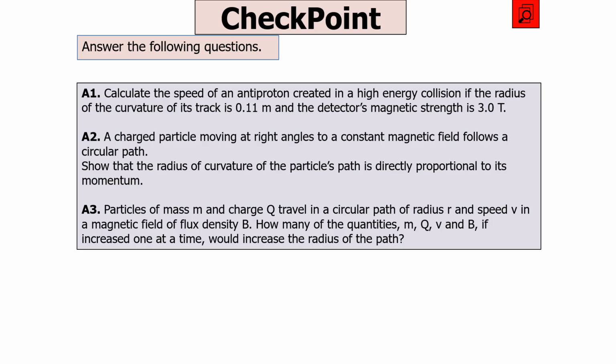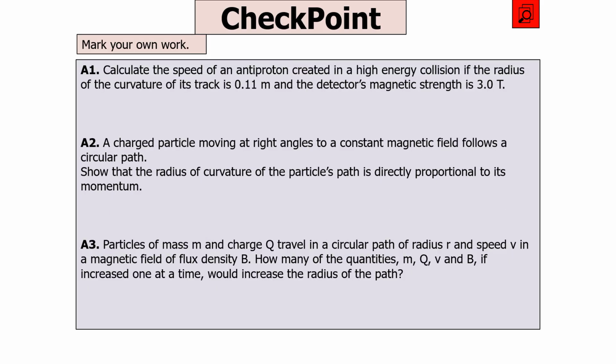The next question says, calculate the speed of an antiproton created in a high energy collision if the radius of the curvature of its track is 0.11 meters and the detector's magnetic strength is 3 teslas. Then a charged particle moving at right angles to a constant magnetic field follows a circular path. Show that the radius of the curvature of the particle's path is directly proportional to its momentum, and then particles of mass m and charge q travel in a circular path of radius r and speed v in a magnetic field of flux density b. Which of the quantities m, q, v and b, if increased one at a time, would increase the radius of the path? So pause the video now, then unpause the video when you want to go through your answer.